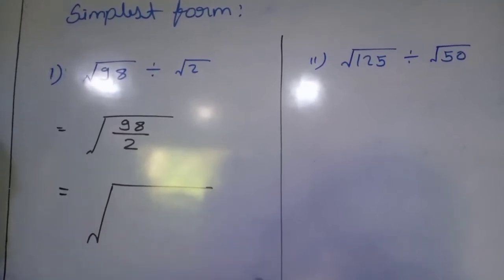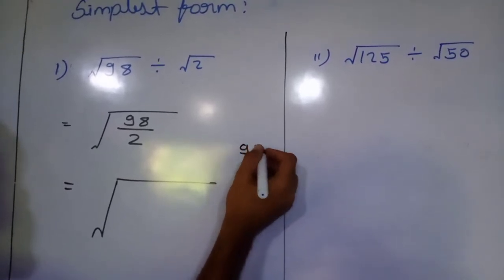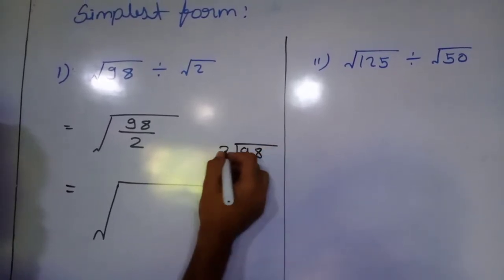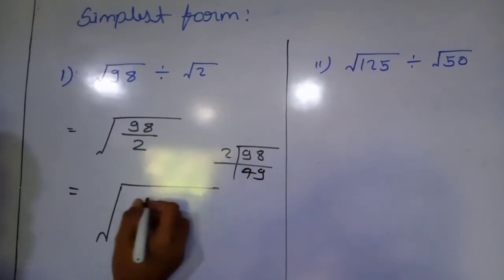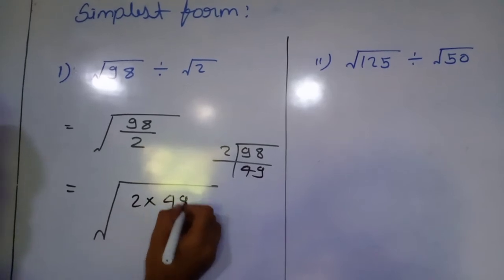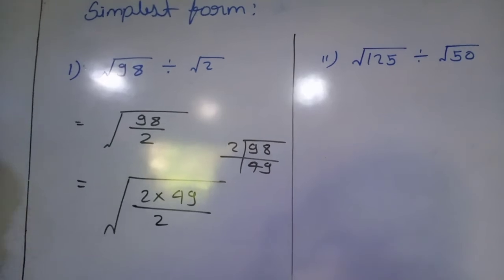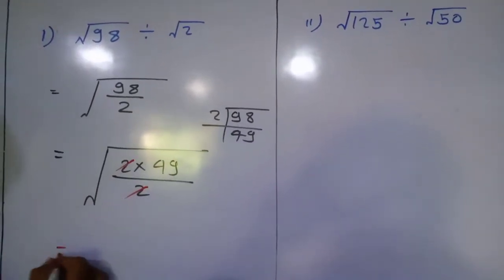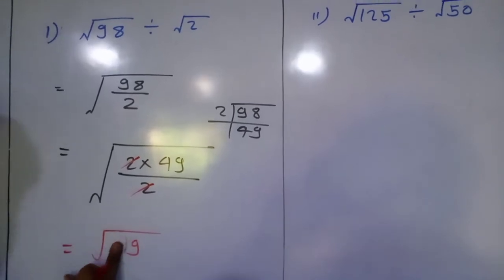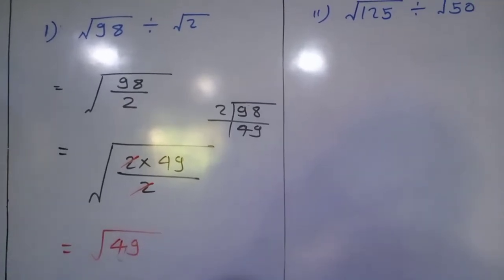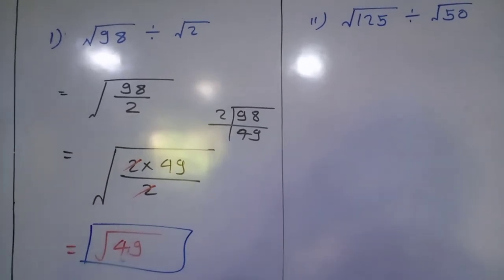First we are going to do the factorization of that. 98. Can you do the factorization with the 2? 2 2s are 4, 2 4s are 8, 2 9s are 18. So 2 into 49. And in the denominator we have the 2. Now 2 cancels with this 2, we'll get the answer root 49. So this way we can do the division and write the answer in the simplest form.